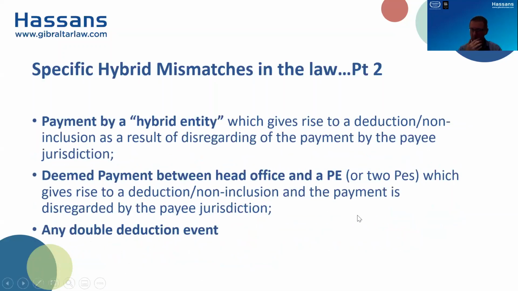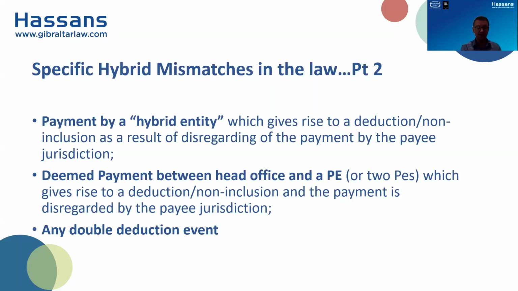So this is part 2 of the same specific hybrid mismatches that are designated in the law. The fourth one is the payment by a hybrid entity, which gives rise to a deduction and a non-inclusion as a result of disregarding of the payment by the payee jurisdiction. So where a hybrid entity makes the payment to another jurisdiction and the other jurisdiction doesn't recognize it, and it doesn't recognize that as income as a result of the nature of the paying entity.